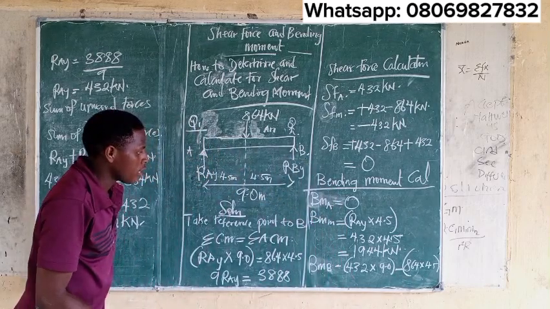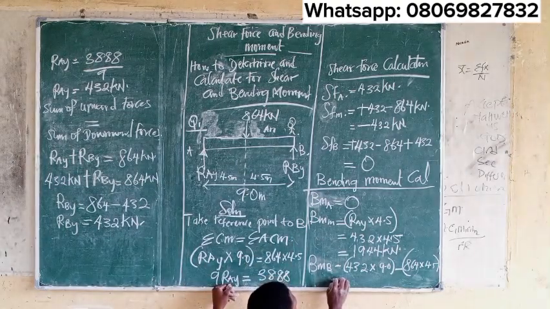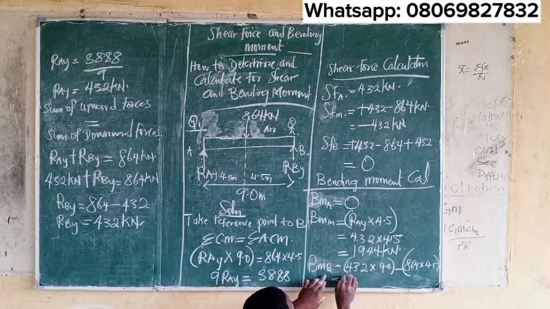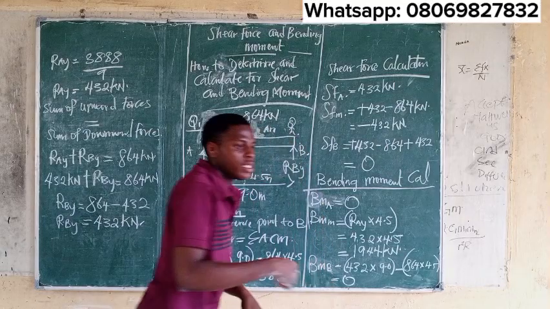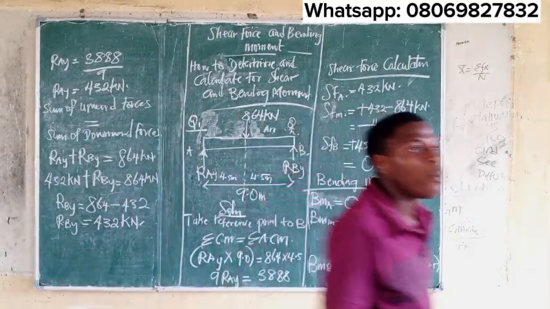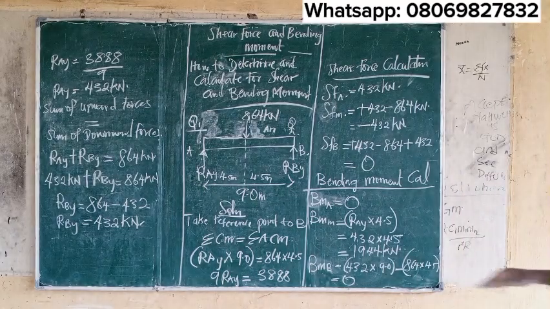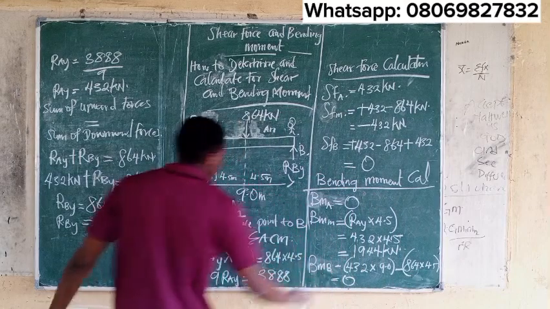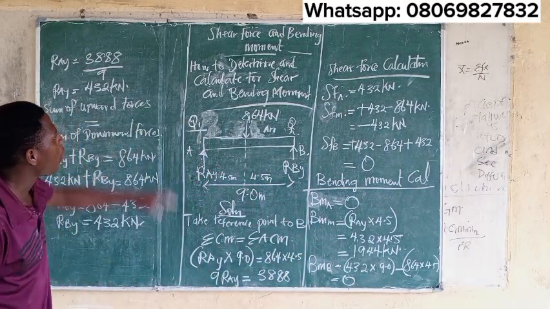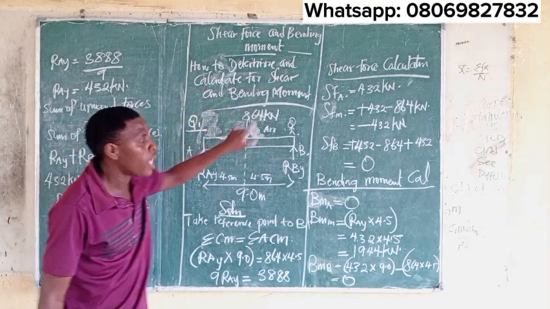Now punch that. What do you have? 0. Now the bending moment at point B is always what? 0. The bending moment at that point where you took your moment to is always what? 0. Now with your calculation, you can simply give the graphical representation of shear force and your bending moment.